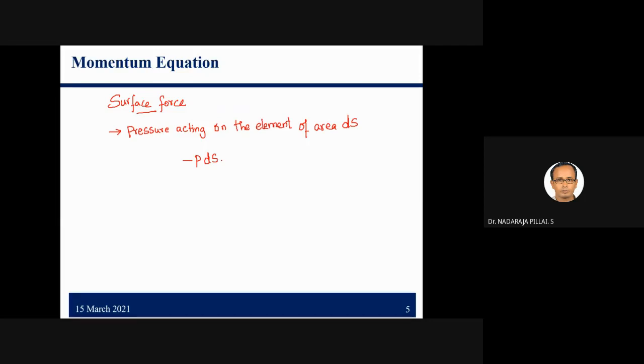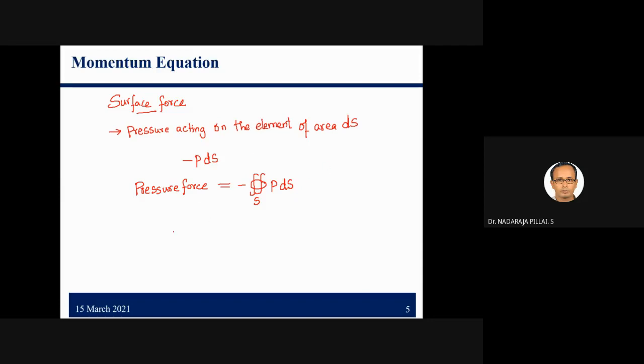Now we can write again the complete pressure force. The complete pressure force is the summation of the elemental force over the entire surface. So let us write the pressure force that is equal to minus double integral. So please note this is a surface, so I write double integral P dS, right?